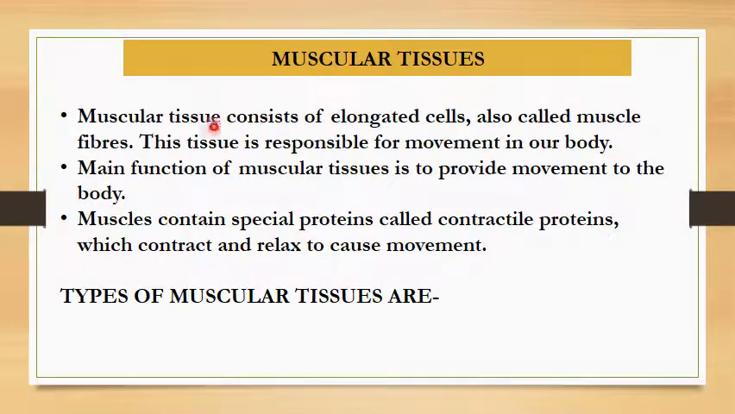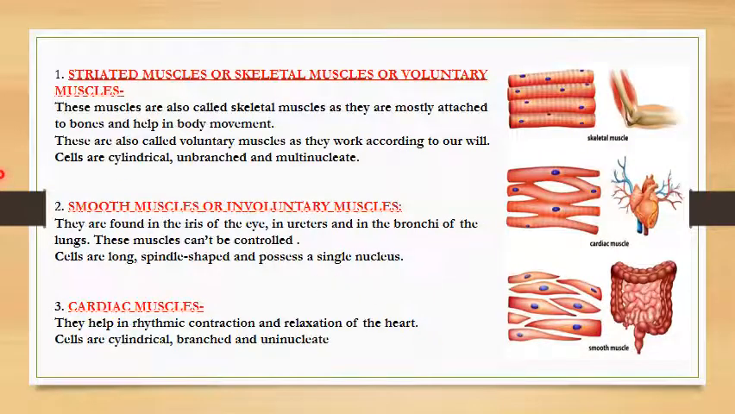Muscular tissues. Muscular tissue consists of elongated cells, also called muscle fibers. This tissue is responsible for movement in our body. Main function of muscular tissues is to provide movement to the body. Muscles contain special proteins called contractile proteins which contract and relax to cause movement. Types of muscular tissues are: 1.